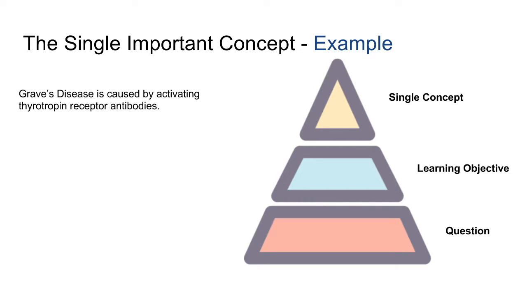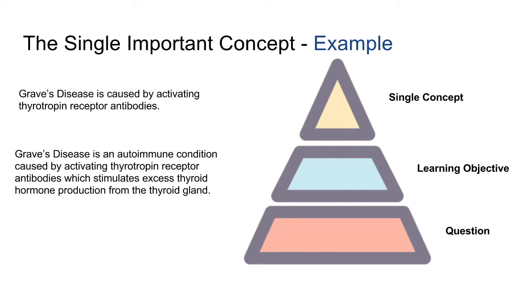So now, I'm going to write a question. I want people to understand that Graves' disease is caused by activating thyrotropin receptor antibodies. Simple fact I want people to know. Now, how am I going to teach that to them? Well, I want them to have a learning objective. This is the learning objective I fleshed out more. Graves' disease is an autoimmune condition caused by activating thyrotropin receptor antibodies, which stimulate excess thyroid hormone production from the thyroid gland. All right.